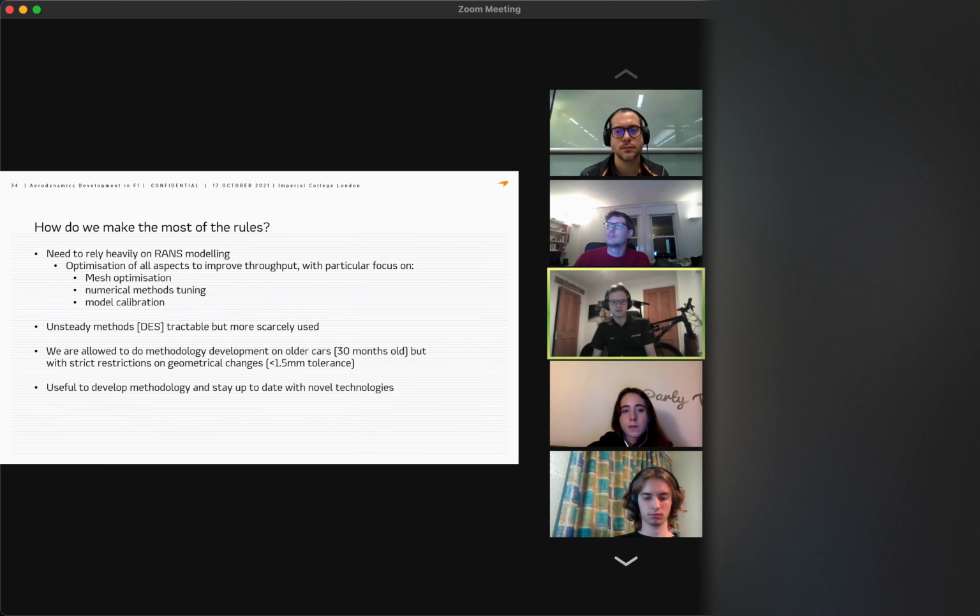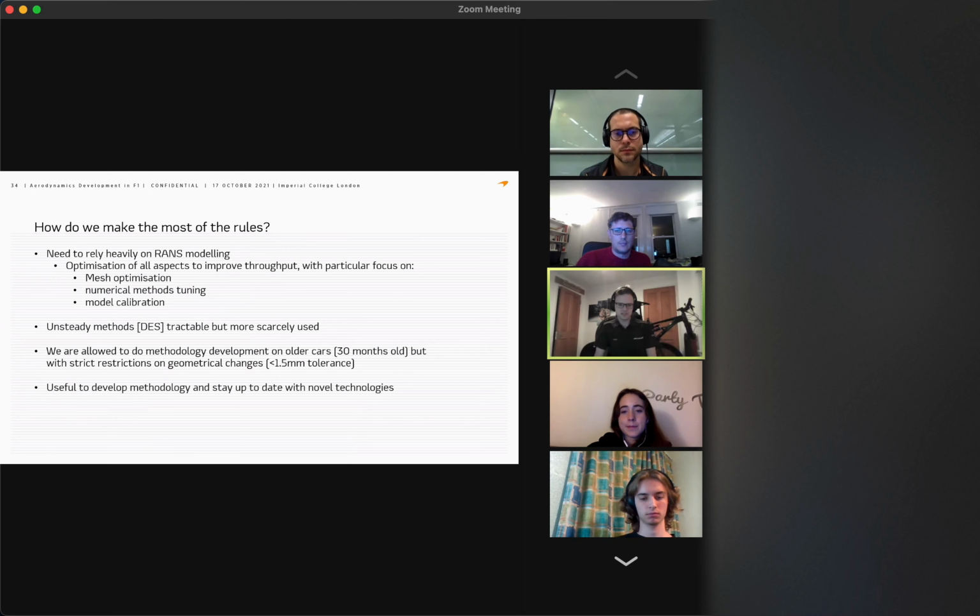Things we can do to improve things are we can optimize our mesh to make the mesh as light as possible while still giving us the correct answers. There's things we can do to tune the numerical methods. So you can change things like your URFs, your CFL numbers, things like this to make simulations run quicker. And obviously the model's only any good if it actually matches track. So we spend a lot of time figuring out what we need to tweak to make sure it matches track.